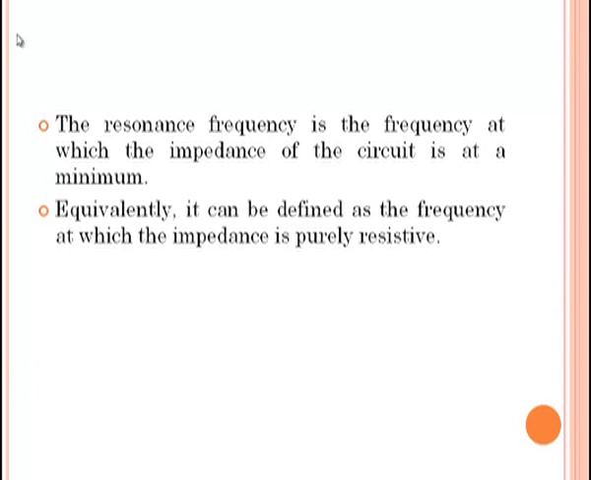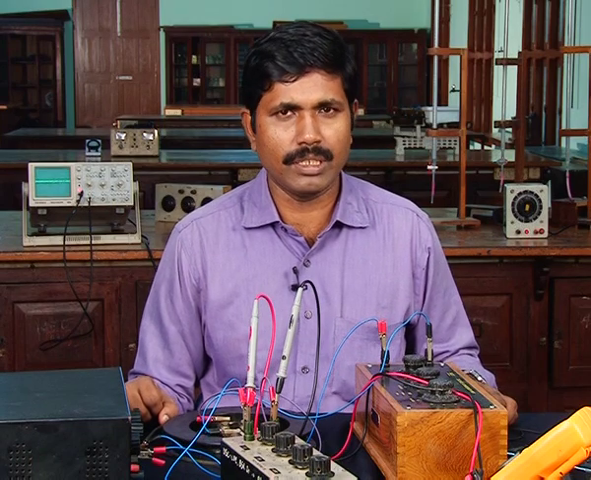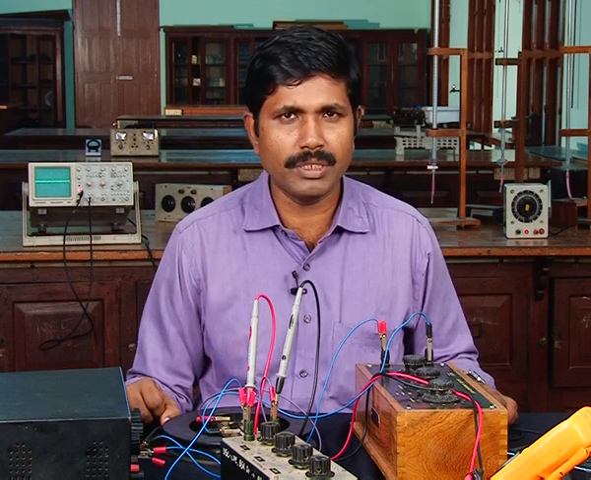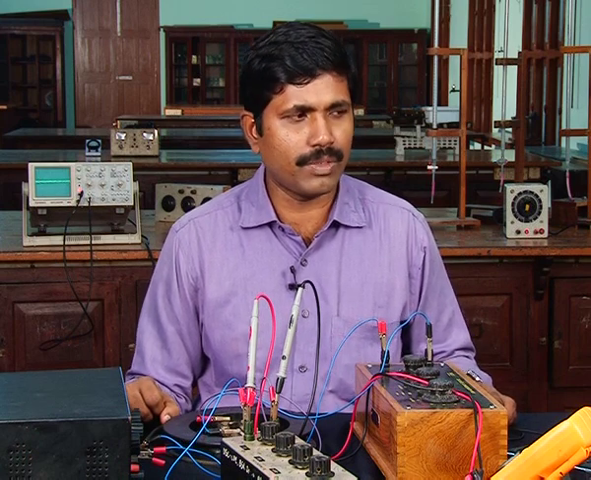To get resonance in an electrical circuit, the impedance in that circuit should be at its minimum value. Equivalently, resonance can be defined as the frequency at which the impedance is purely resistive. That frequency is also called the resonant frequency.